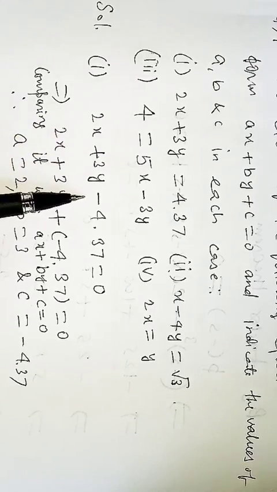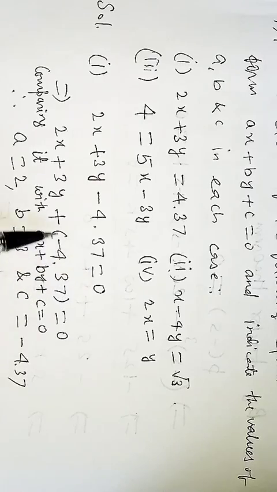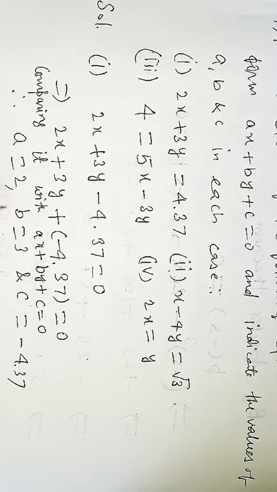2x plus 3y, we transfer 4.37 to LHS, so RHS becomes 0. We have plus minus 4.37 is equal to 0. Now comparing it with ax plus by plus c is equal to 0, we have a is equal to 2, b is equal to 3 and c is equal to minus 4.37.